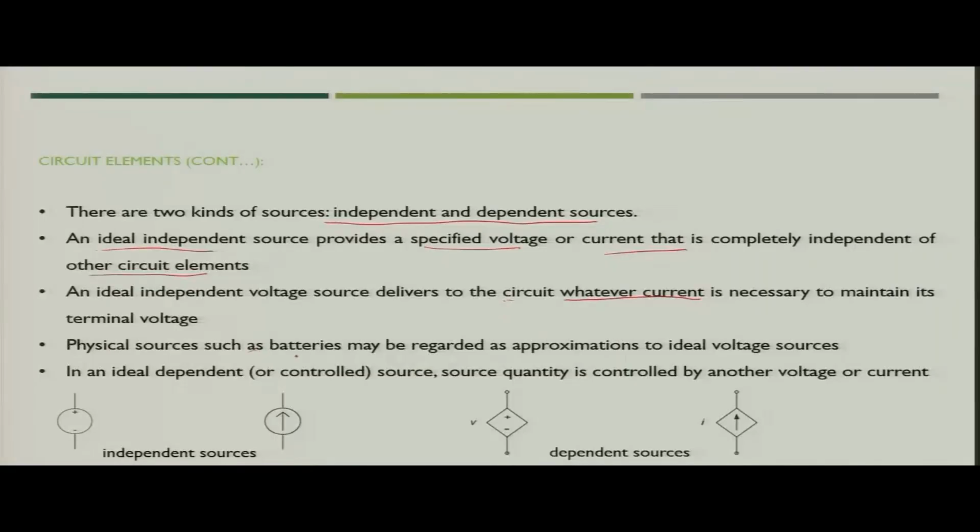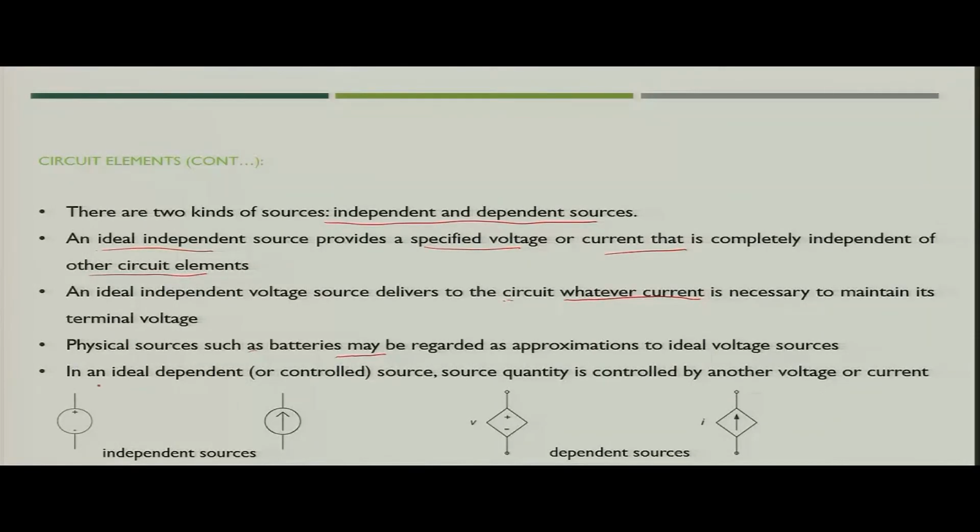Now, physical sources such as a battery may be regarded as an approximation to the ideal voltage source, although they are not ideal voltage sources, because a battery has its own losses. Because of that, when you keep on supplying power from the battery, after some time the terminal voltage will go down. But for practical purposes, we can consider a battery as an ideal voltage source.